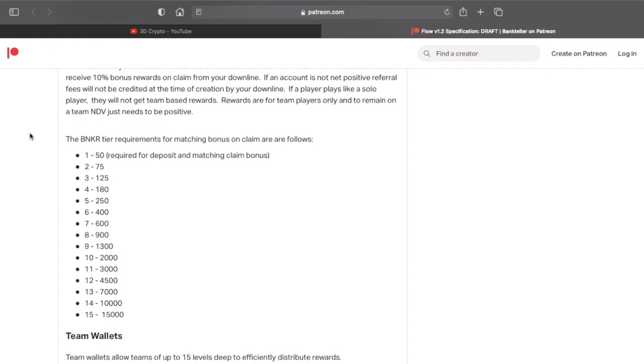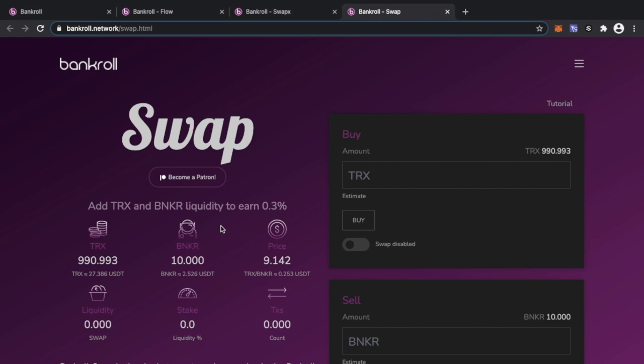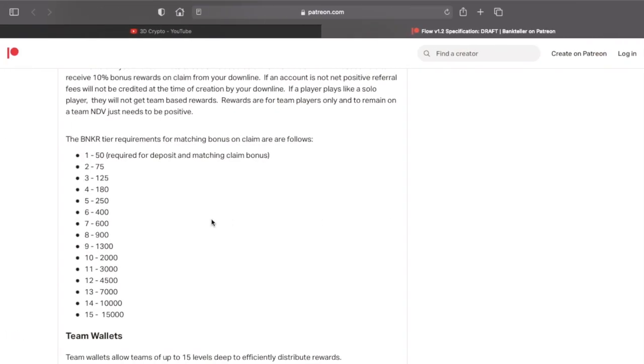As we know, there are 21 million Banker tokens that have been fully mined. The only way to get Banker token is buying them via swap. And obviously since the announcement of these levels, you can see the price has gone up. We're over 9 now, and we were at about 5 or 6. So these Flow referral levels are unlocked with Banker.